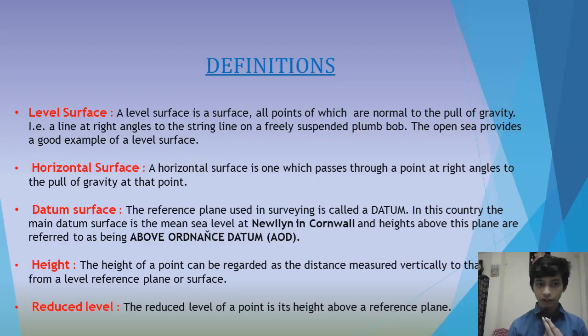In this country, the main datum surface is the mean sea level at Newlyn in Cornwall, and heights above the plane are referred to as being above ordnance datum. Height: the height of a point can be regarded as the distance measured vertically from a sea level reference plane or surface. Reduced level: the reduced level of a point is its height above a reference plane.